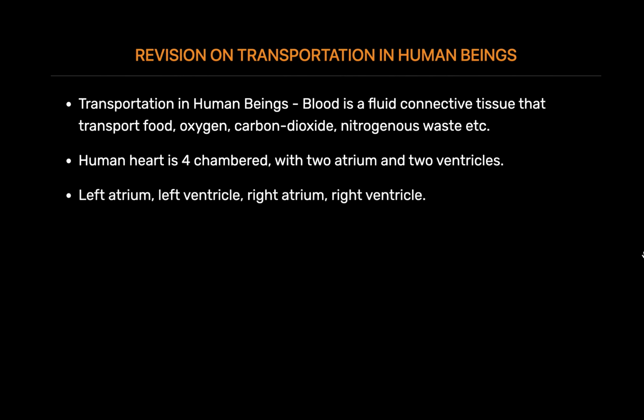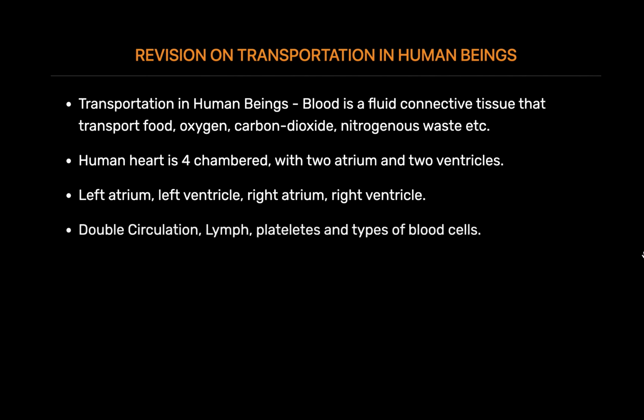Left atrium receives the oxygen-rich blood from the lungs. While receiving blood it relaxes. Left ventricle pumps oxygen-rich blood throughout the body. The deoxygenated blood comes from the body to the upper right atrium. It contracts to pump the blood to the right ventricle. Right ventricle pumps the blood to the lungs for oxygenation. We also studied about double circulation, lymph, platelets, and types of blood cells.